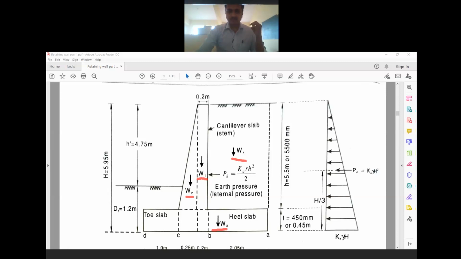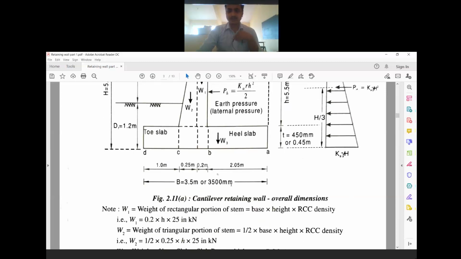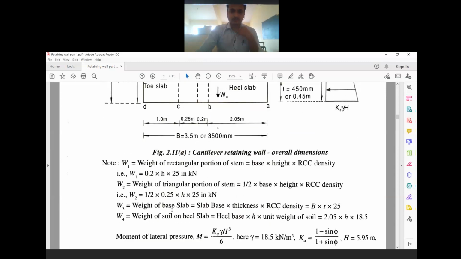Unit weight of soil is given as 18.5 kilonewton per meter cube. In the question itself they have given. Unit weight of concrete we know is 25. So W1, rectangular portion of the stem: base into height into density of RCC, that is 25. So you calculate it. Then W2, the triangular portion.